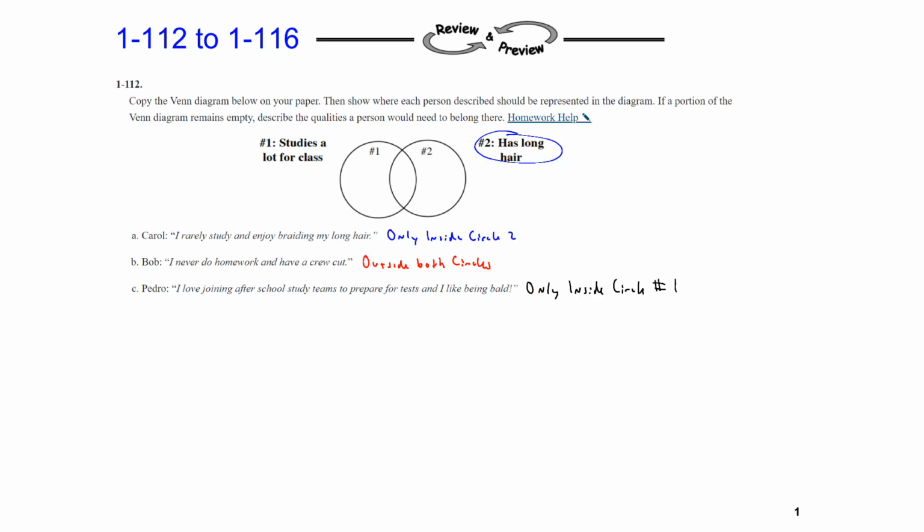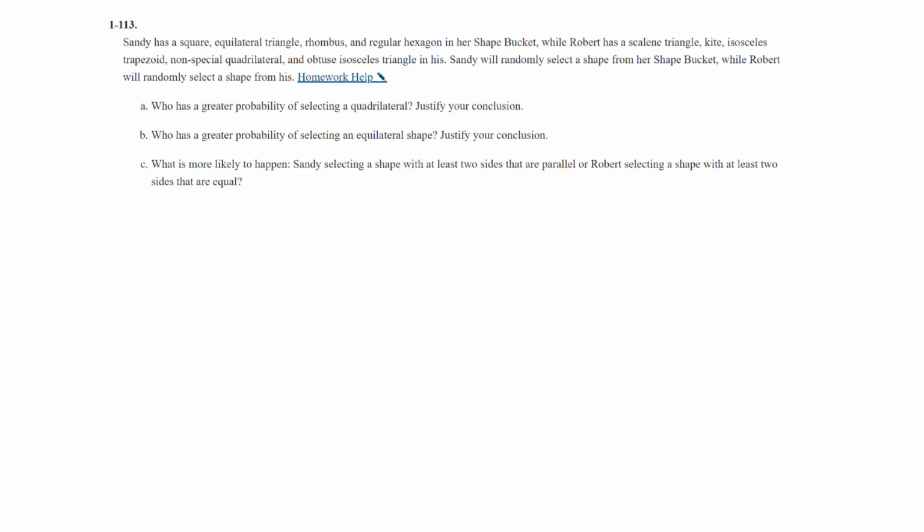And then the last part says, describe the qualities a person would need to belong in a portion of the Venn diagram that remains empty. So this is the part that remained empty. So that means it has to include both parts of circle 1 and 2, which means they have to study a lot for class and have long hair. And so I believe that answers all of the questions.